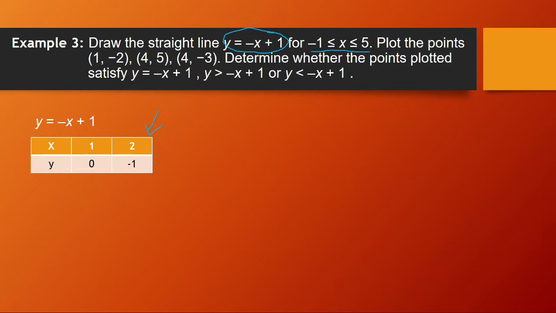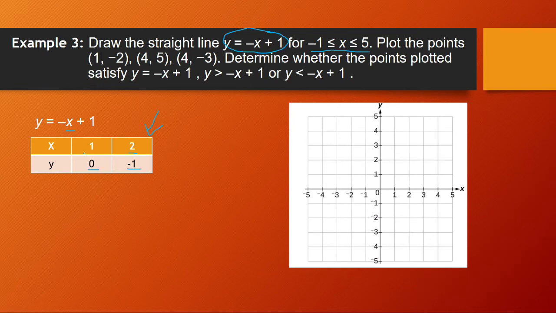For example, I give a 1 over here. When x equals 1, negative 1 plus 1, so the value of y will become 0. And then when x is 2, negative 2 plus 1 will become negative 1. After that, we plot the graph. When x is 1, y is 0.